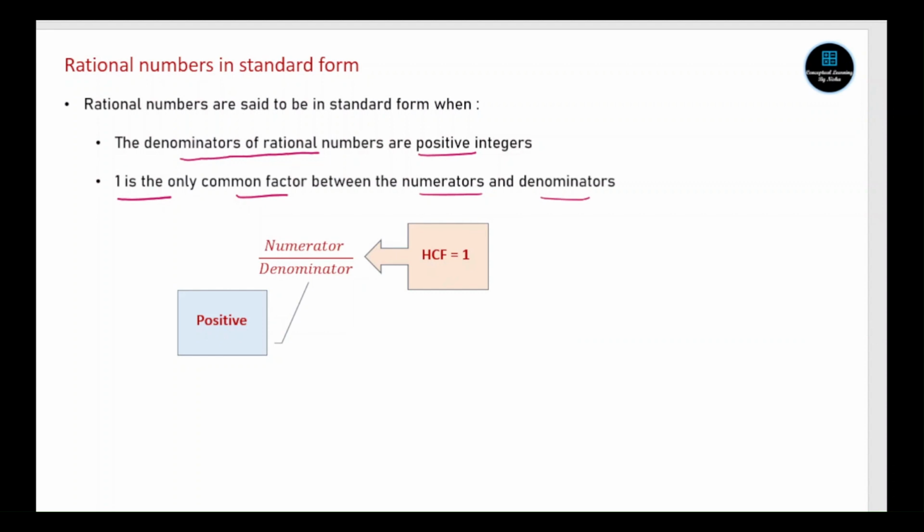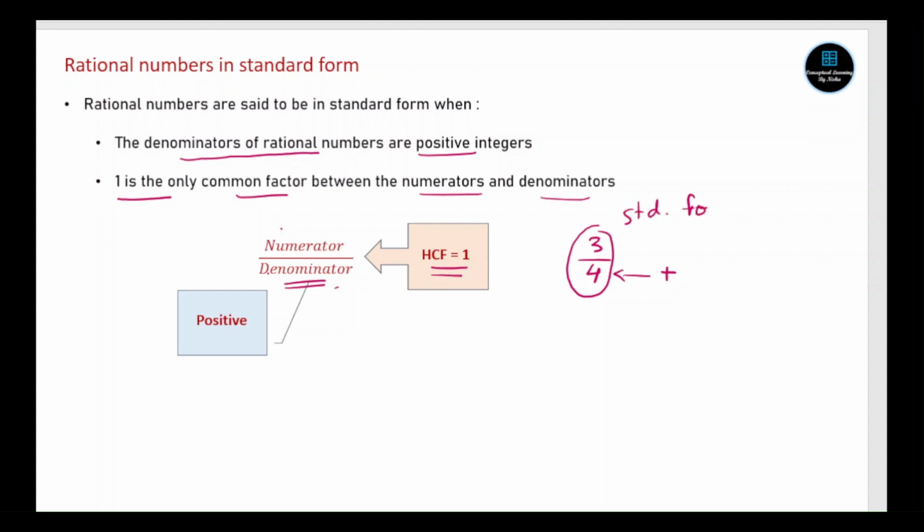Now what does it mean? The HCF of the numerator and denominator is just 1. Nothing else. And the denominator must be positive. So these two conditions must be fulfilled. Now let's understand some examples. If I say 3 upon 4, is the denominator positive? Yes, this is positive. And do I have any common factor for 3 and 4 apart from 1? No. So this is in standard form.